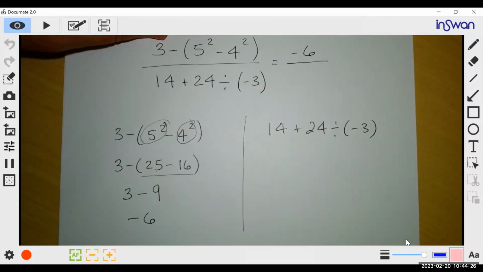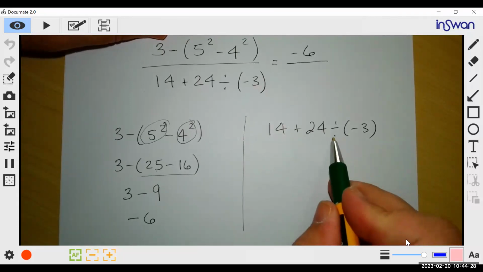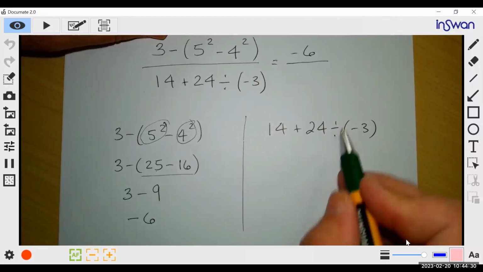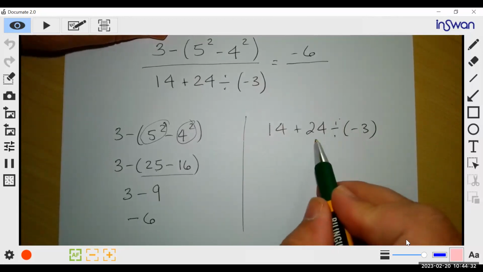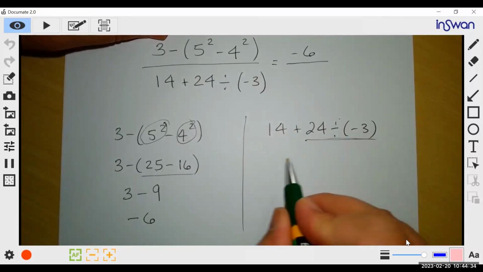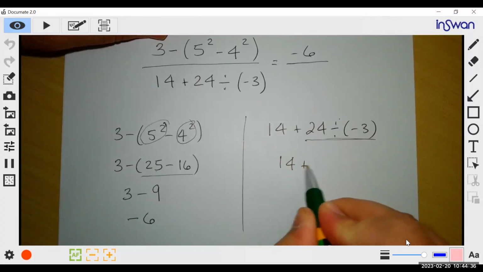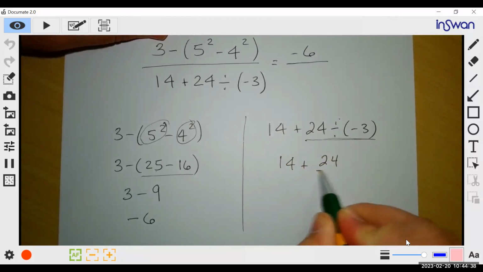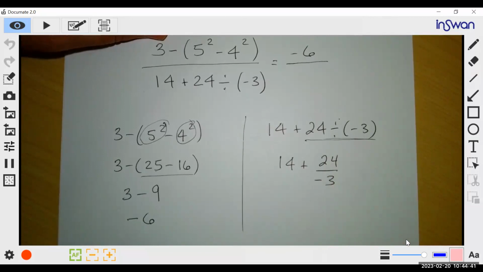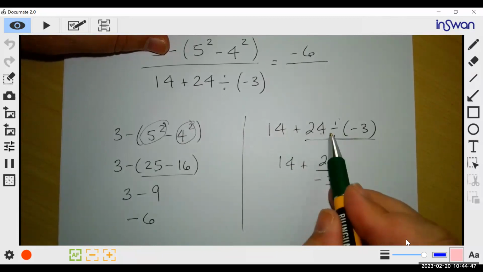What part confused you there? Was it because of this division? Okay, now what's another way we can write this? That means these two are divided. We can rewrite it this way. Is that easier looking? That means 24 divided by -3.